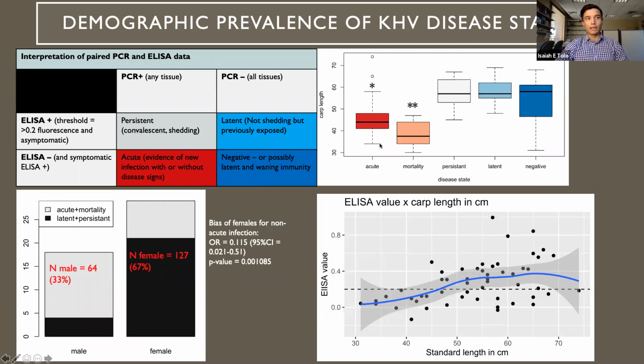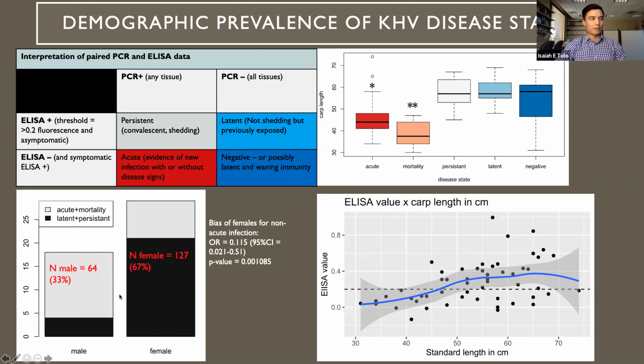So moving over to this right-hand panel up at the top, we're looking at the relationship between carp age, which is proxied by carp length, and different disease states. And what we found was that acute and mortality disease states were associated with younger fish. So basically, if you're a younger fish, you haven't participated in social contact, you haven't participated in spawning. And so as you join the adult population, you're very likely to get sick and you're likely to die. But if you're an older fish, you're not likely to get sick and die from KHV anymore. You're much more resistant.